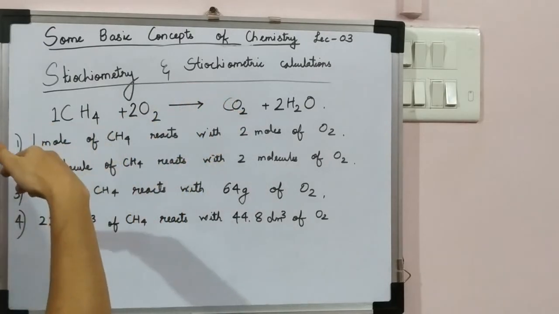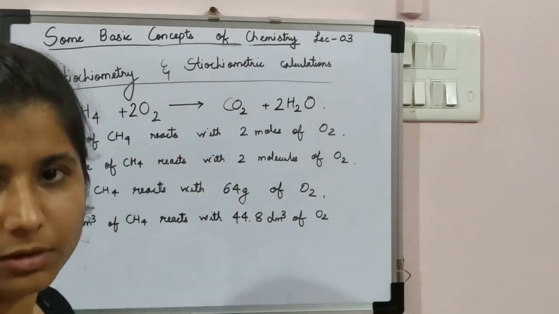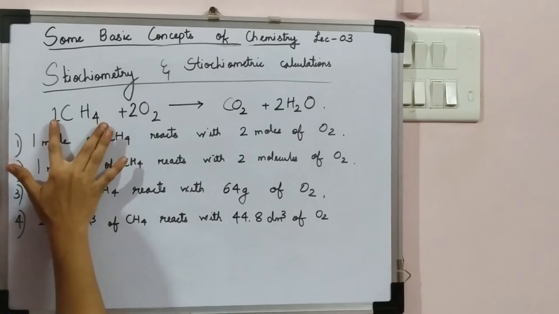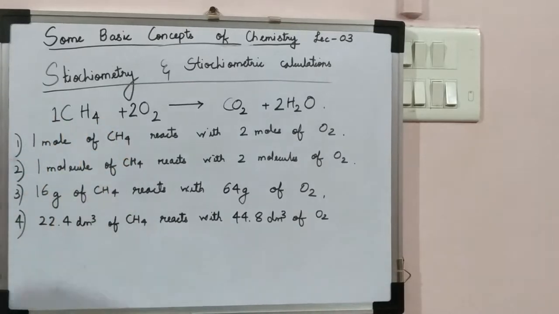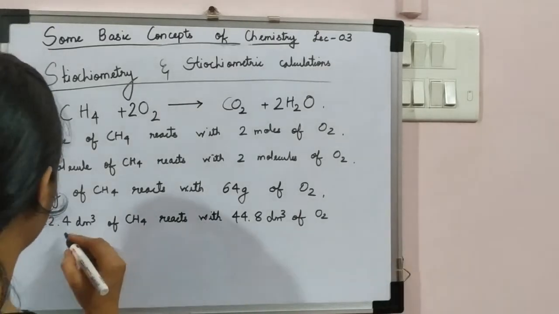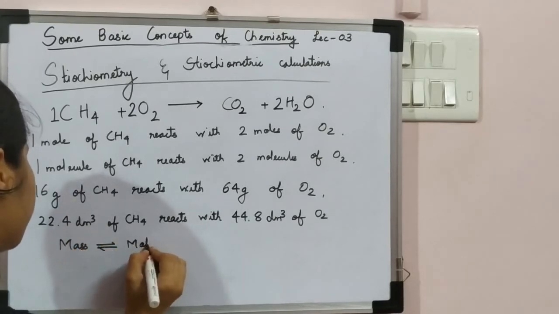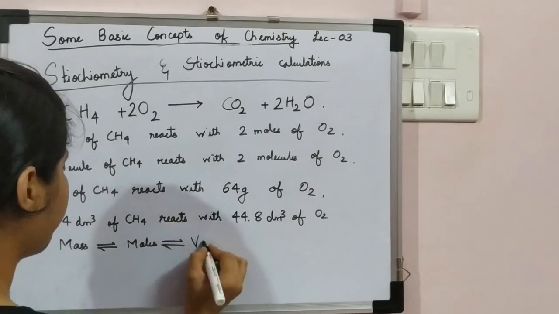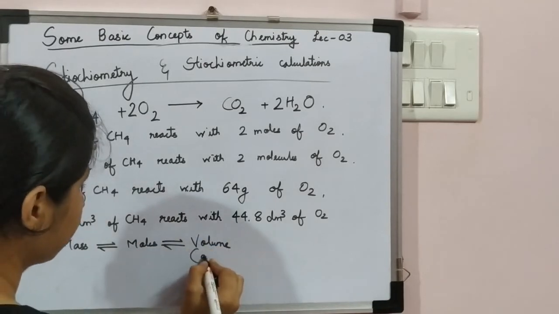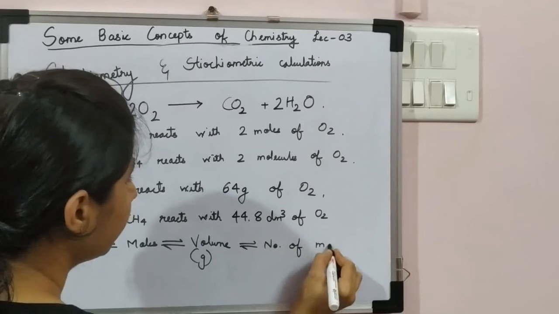Now maybe they can give the weight of one substance and ask you to find the volume of the final product. Okay, so what you will do, there are 3 relations that you have to follow. The relations are mass relationship, mole relationship and volume relationship. Okay, so they can be interconverted. Mass, moles, volume, especially of gases, and number of molecules. So these can be interconverted.